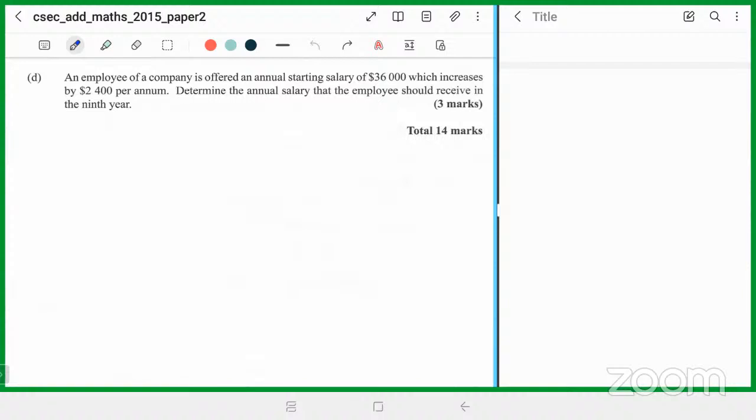So it's kind of easy, because if you start with this amount, and every year you increase by this, then in the 9th year, you'd have increased by this 8 times. See that? So you'd have started out with 36,000, and you'd have gotten this amount of increase 8 times. First year, then second year, you get it again.